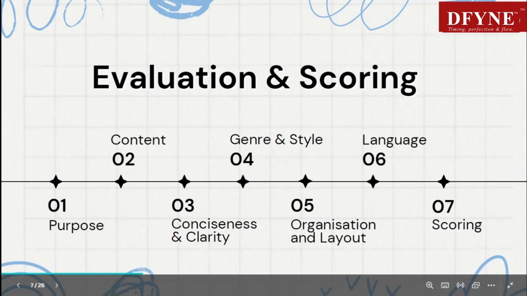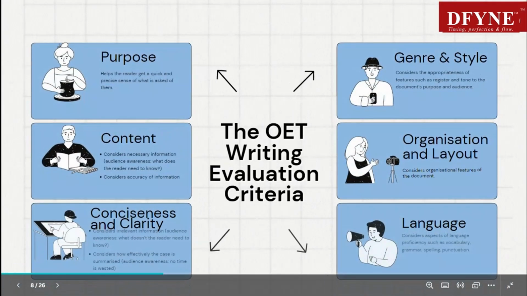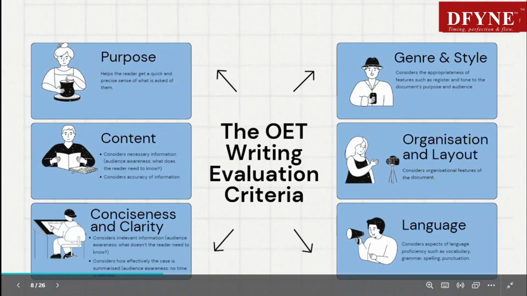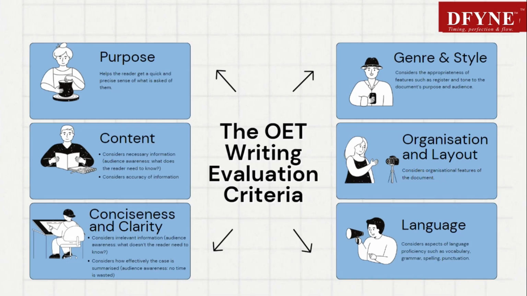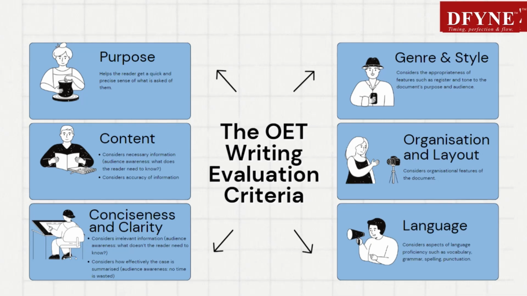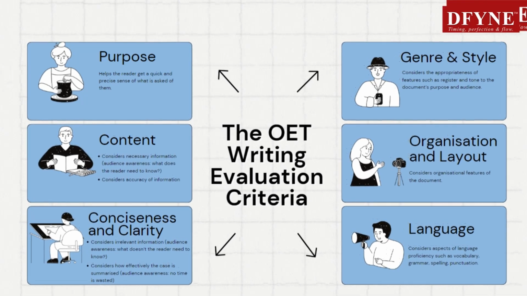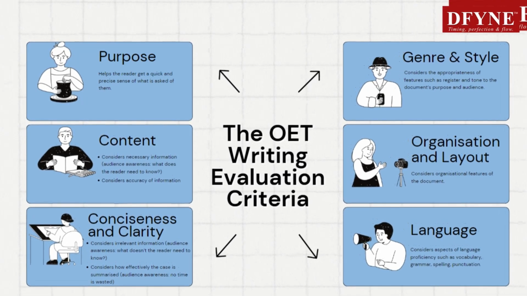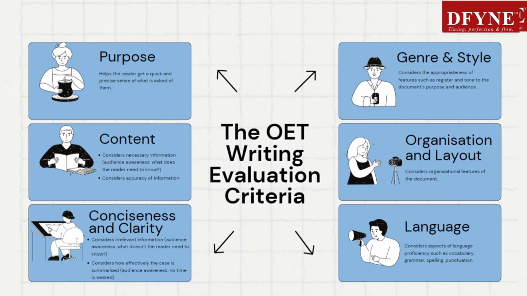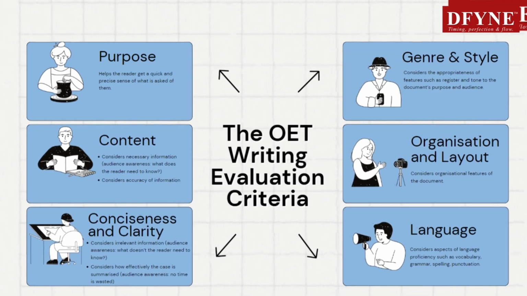In order to evaluate, we will consider 6 parameters. Here's what they stand for. Purpose. Ensures the reader quickly and clearly understands the task at hand. Content. Considers what information is necessary for the reader to know and ensures the accuracy of that information. Conciseness and clarity. Ensures irrelevant information is excluded and the case is summarized effectively to avoid wasting the reader's time.